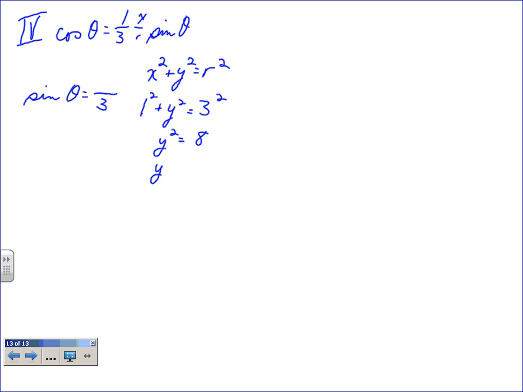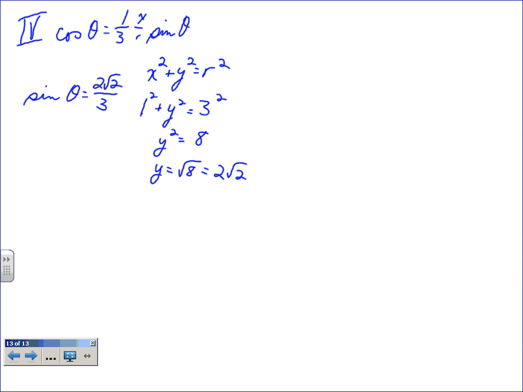Square root, plus or minus square root of 8, which is 2 square root of 2. Okay, so the sine of theta then is the y value, which I just found is 2 square root of 2, over the radius, which is 3.